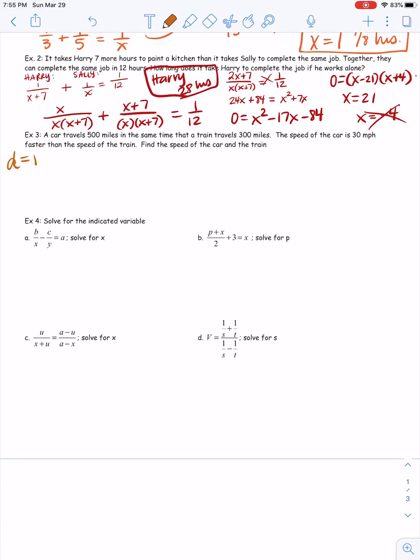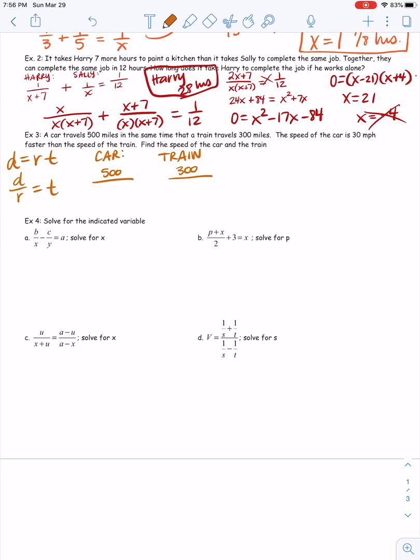Distance is equal to rate times time. Okay, so another way of writing that could be distance over rate equals time. So in terms of the car, we know that it's traveling 500 miles. That's the distance it's traveling, 500 over its rate. We don't know that just yet. But the train, in the same time, travels 300 miles, so its distance is 300 miles over some rate.